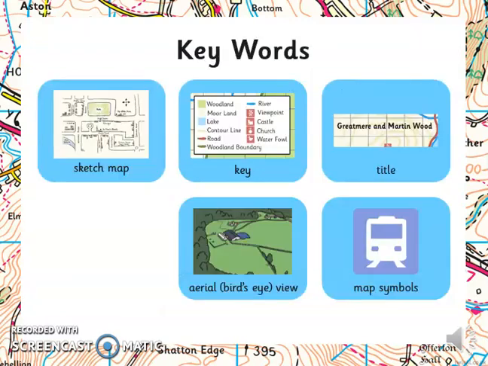Some of the keywords that we're going to think about today when creating our maps are sketch map, key, title, aerial view, also known as a bird's eye view, and map symbols.